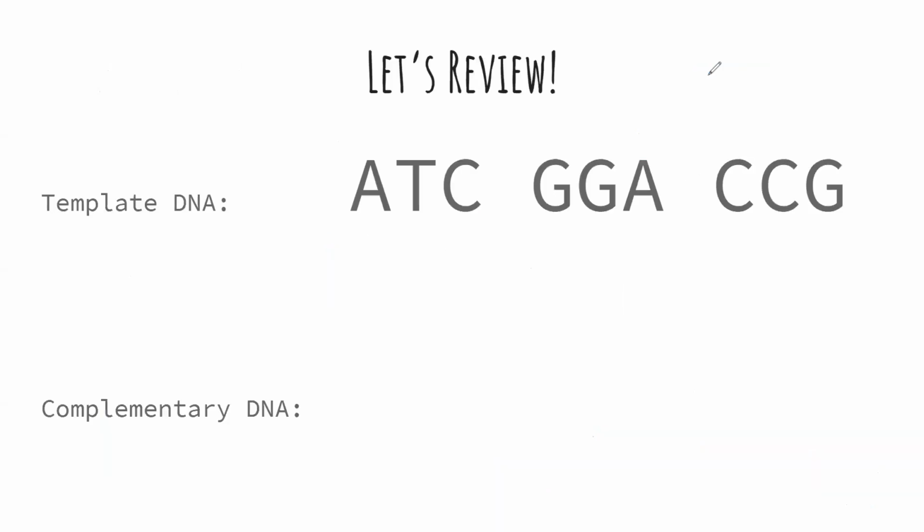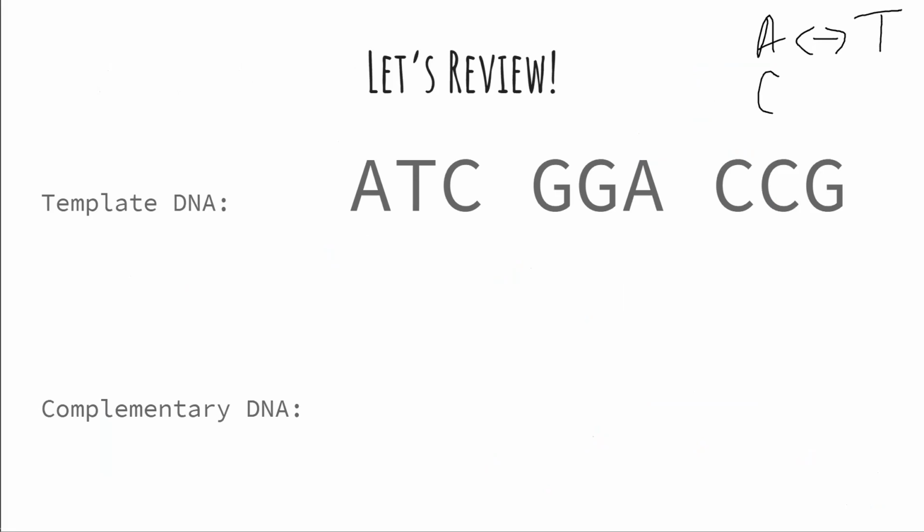So let's practice. Let's write our base pairing rule at the top. A pairs with T and vice versa, T pairs with A. That's why my arrow goes back and forth. And G pairs with C, and C pairs with G. That's why my arrow goes back and forth.